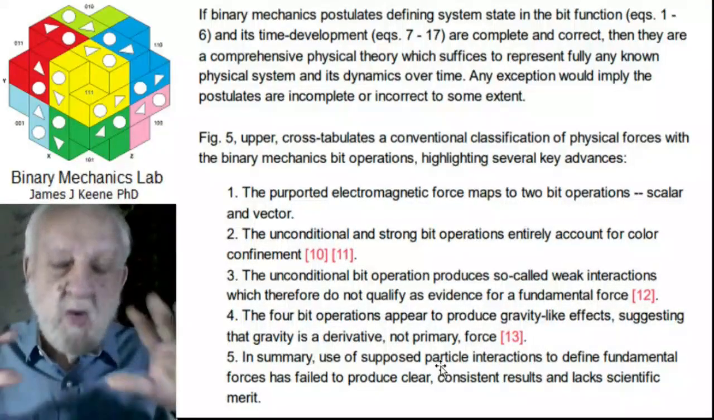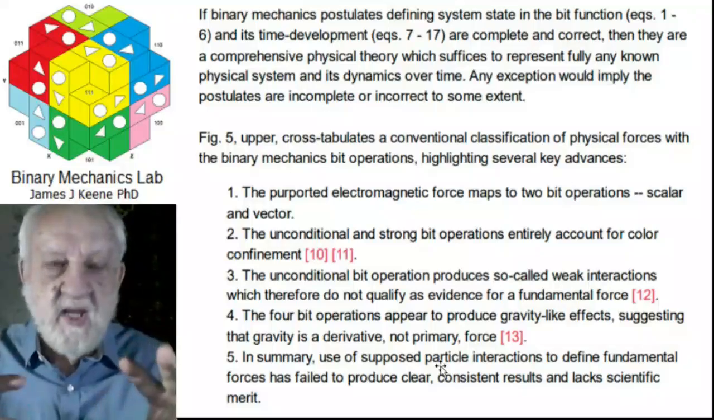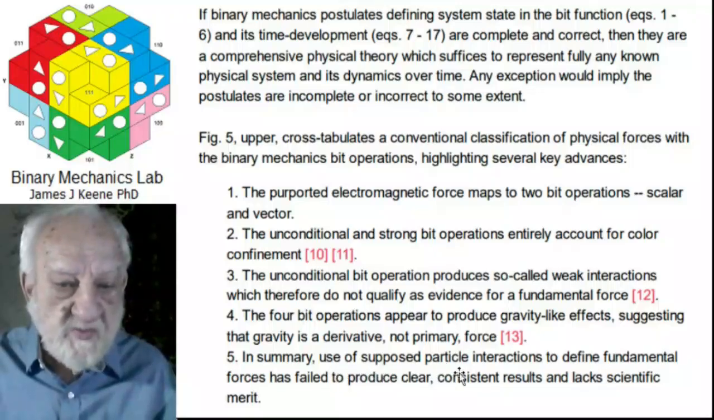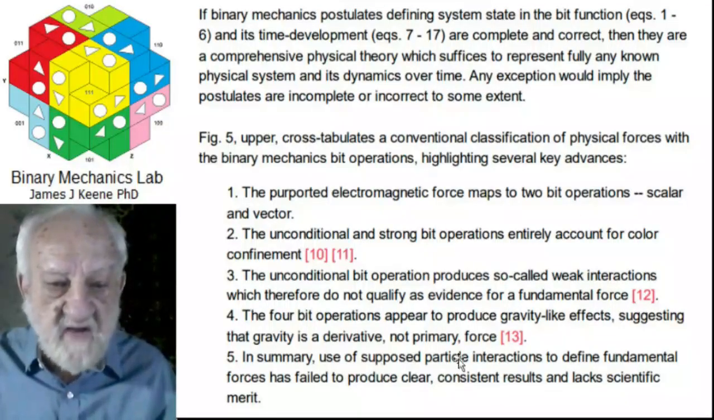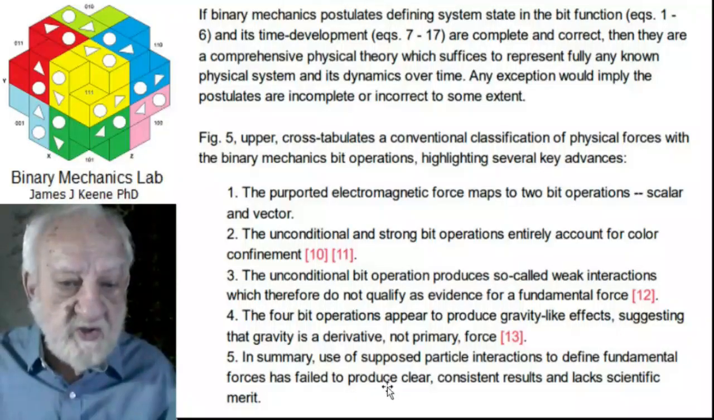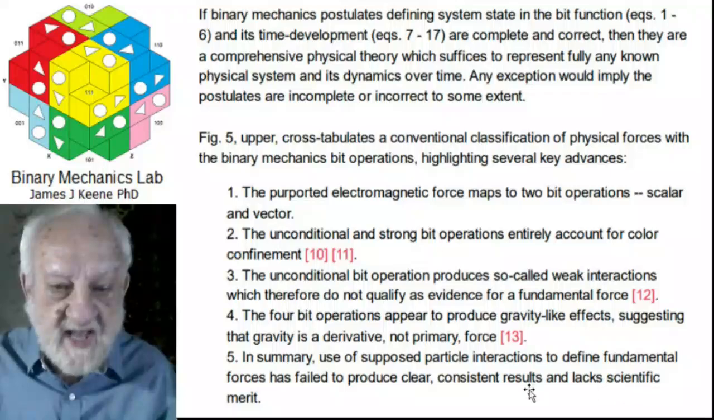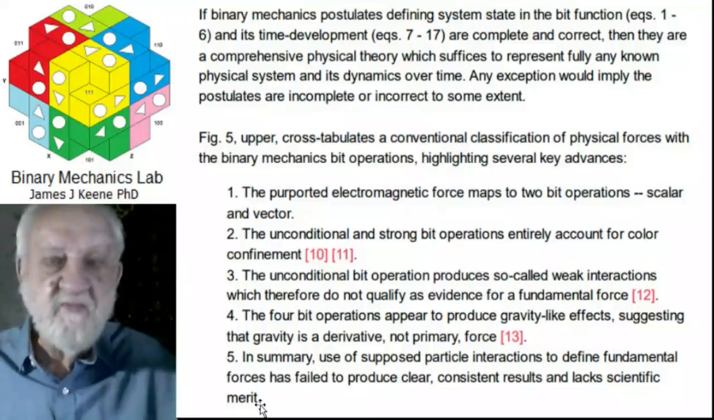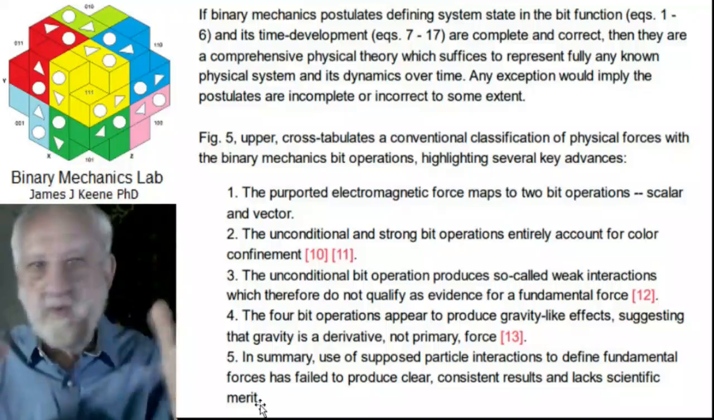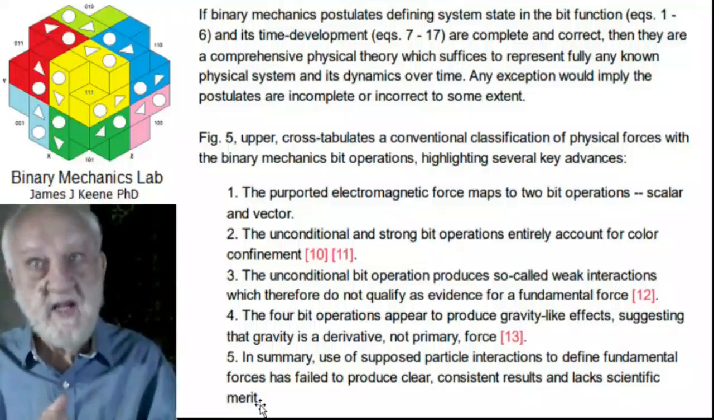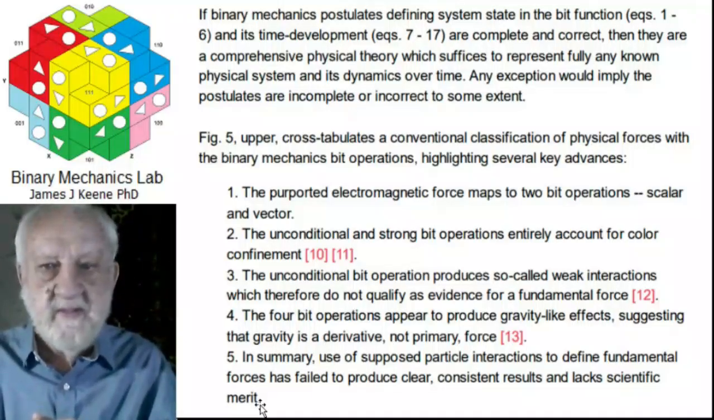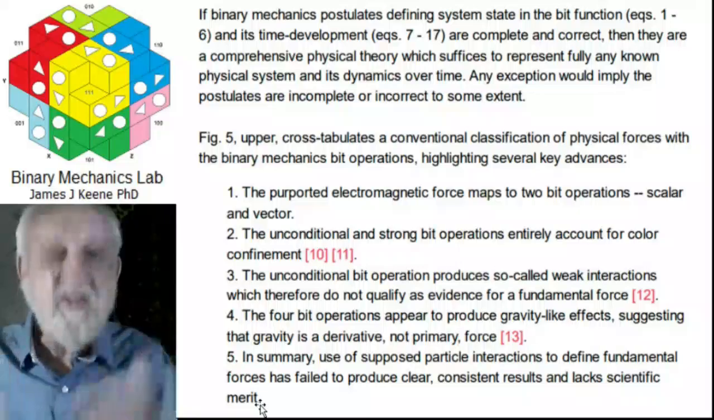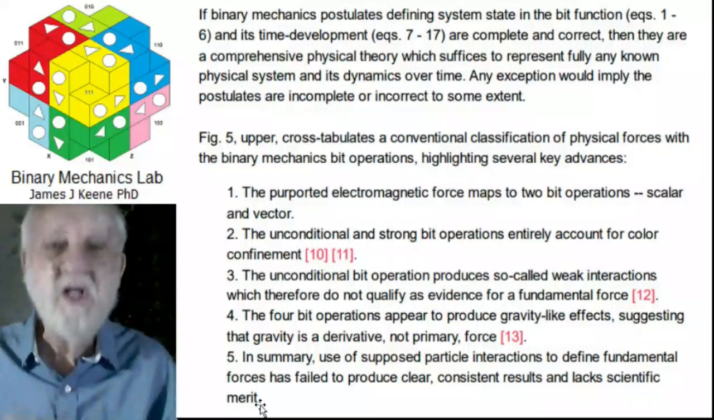In summary, what particle physicists have been doing, and in most cases getting nowhere, is use of supposed particle interactions to define fundamental forces, which has failed to produce clear, consistent results and lacks scientific merit. In other words, say for gravity, which is not even a force, and yet they're going to say there's some particle, let's call it a graviton, they say, let's look and find it. But they haven't found it yet. I don't think they are going to find it. If they find some data which they interpret as the graviton, they're probably going to make some other colossal mistake.